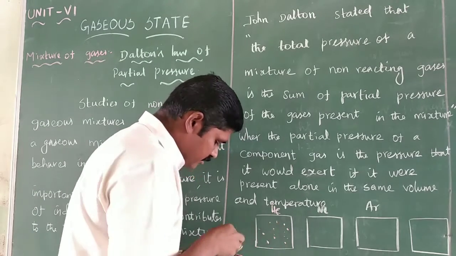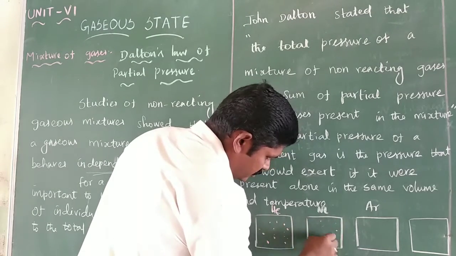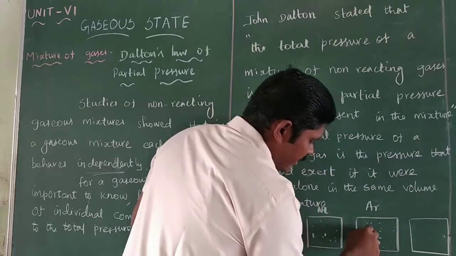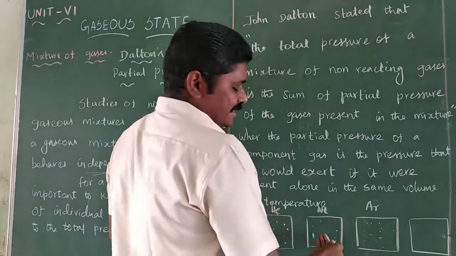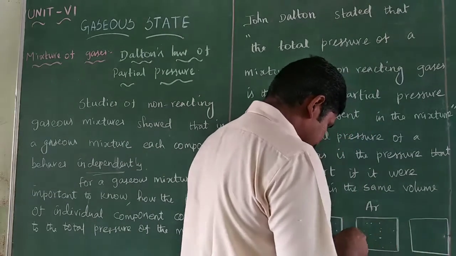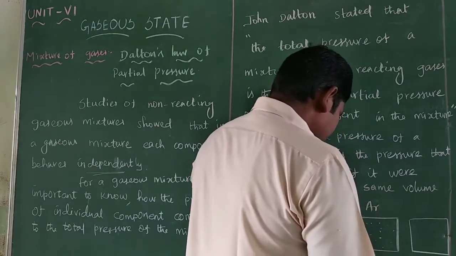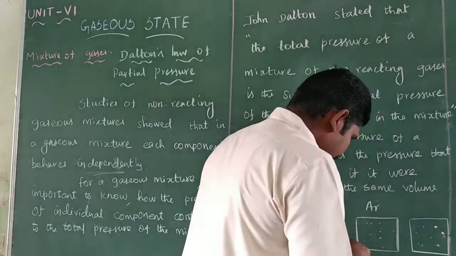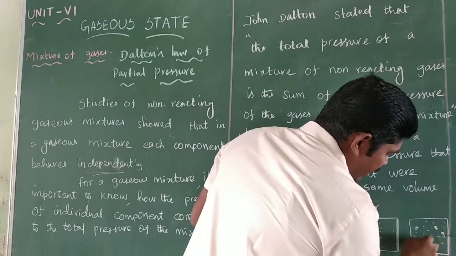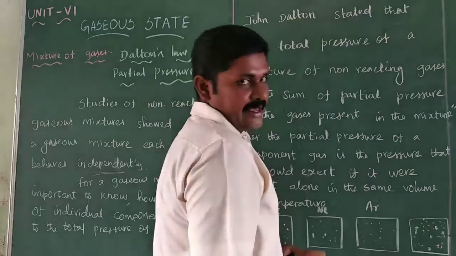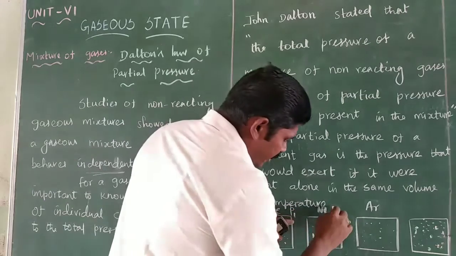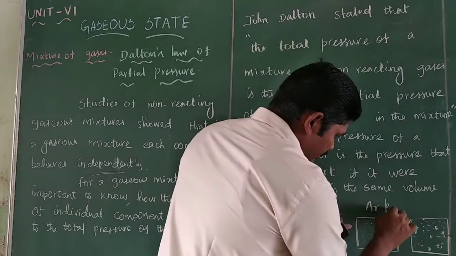The helium gas, neon gas and argon gas. So three chemically non-reacting gases are mixed together in a vessel. So this vessel contains helium, neon and argon gases. So the partial pressures are P1, P2 and P3.